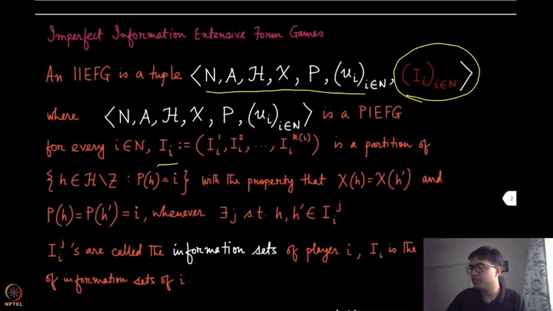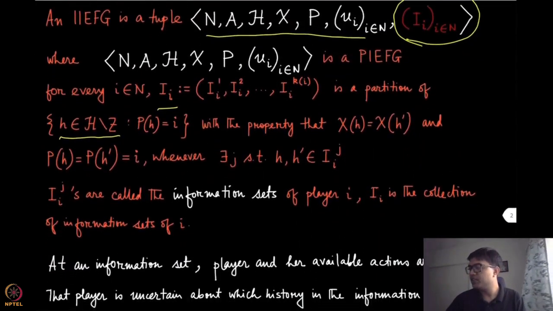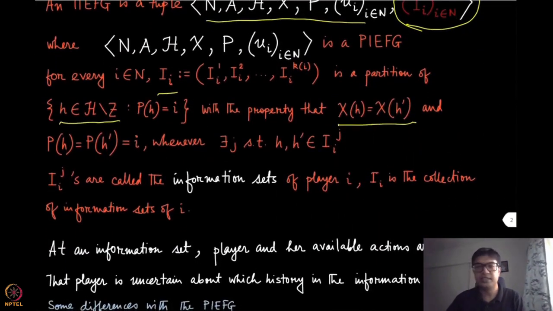So this is what it means, that we are looking at all the non-terminal histories where player I is going to be the player, with the property that the action sets in all these histories in the same information set are the same, if you are considering two different histories. So for instance, if we are looking at history H and history H prime, then at both these histories, the action set should be the same. And of course, the player has to be the same. That's how we have defined it.